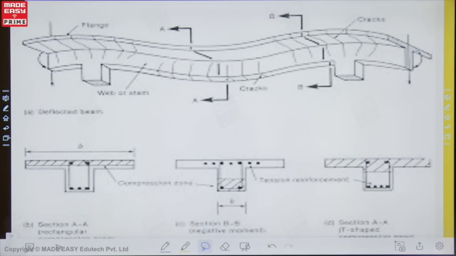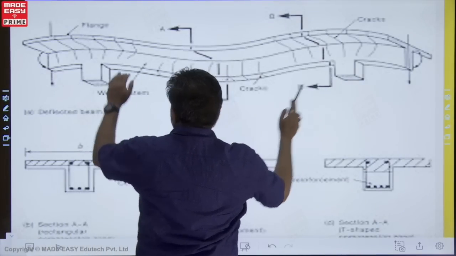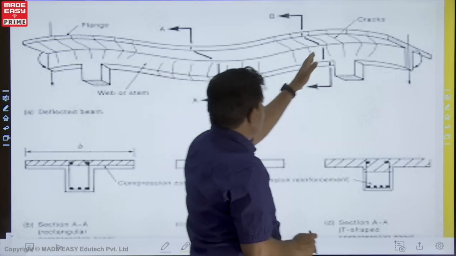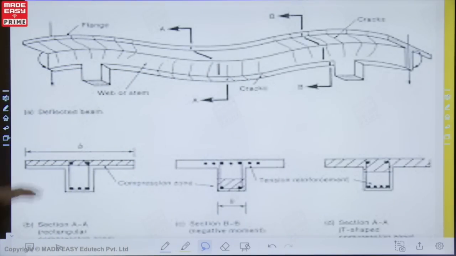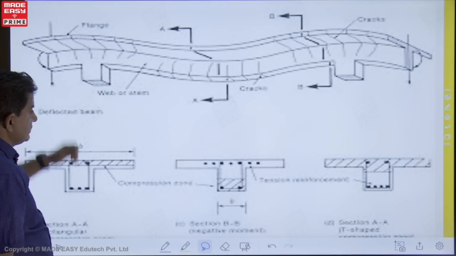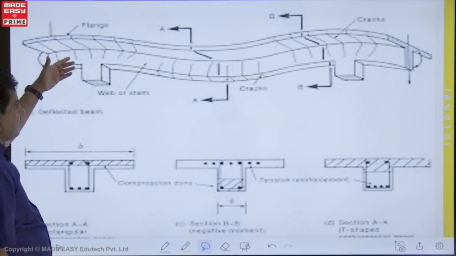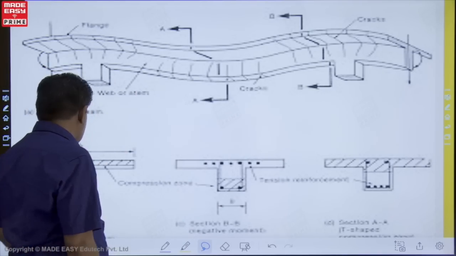See, this may be a continuous beam. In this beam, if the supports are in center and the beam is continuous over the other supports also, then this is called a continuous T-beam. The beam is continuing over the supports. In this case, in different areas, different types of bending moments will develop.